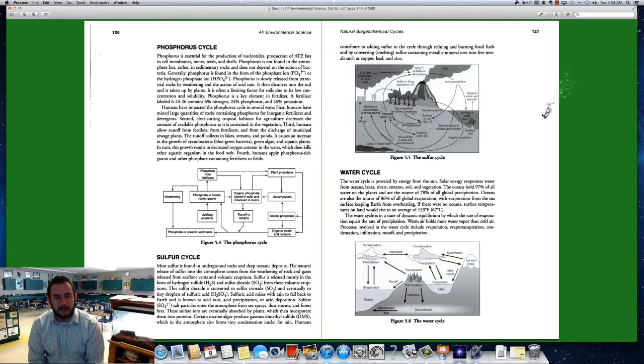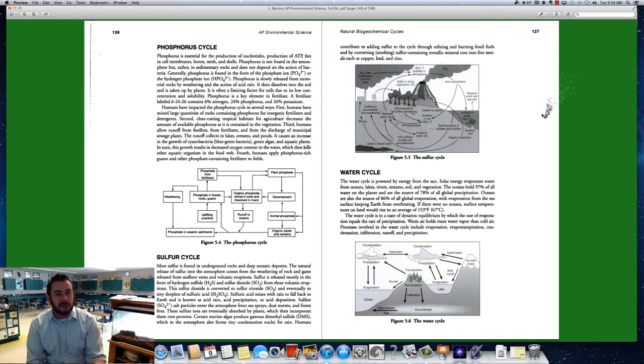The newer edition of the Barron's book has a better imagery of the cycle. For the most part, phosphorus isn't found in the atmosphere, but it's mostly found in cell membranes, bones, teeth, and shells. It doesn't really like the atmosphere whatsoever, so it's going to stay out of it as much as possible. It is found in the form of phosphate or hydrogen phosphate, HPO4, and phosphorus is slowly released from terrestrial rocks by weathering, either by acid rain or wind and things like that.